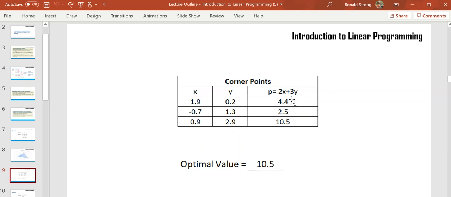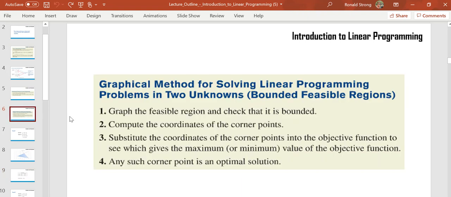So these three values here are our P values. P is 4.4, P is 2.5, P is 10.5. We're looking to maximize P. So what we have to do is pick the largest of those three numbers, 10.5, and that is the answer to our problem. So what we just did were these four steps.